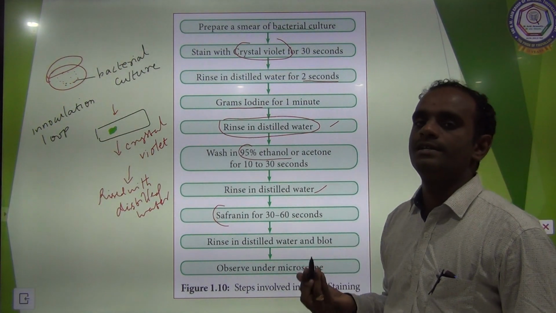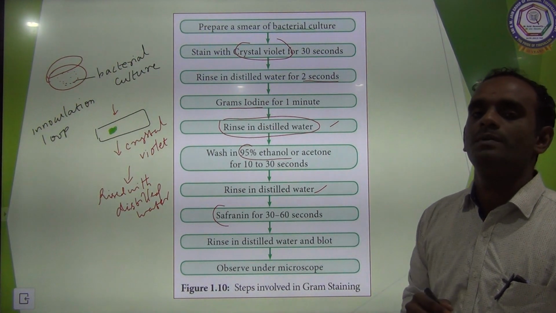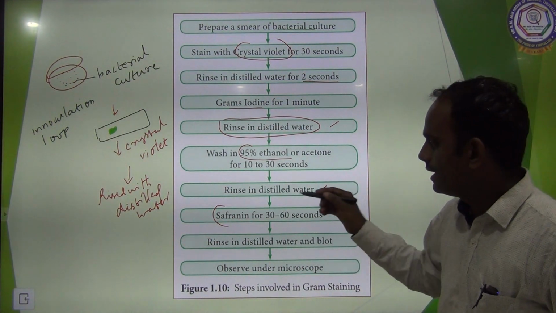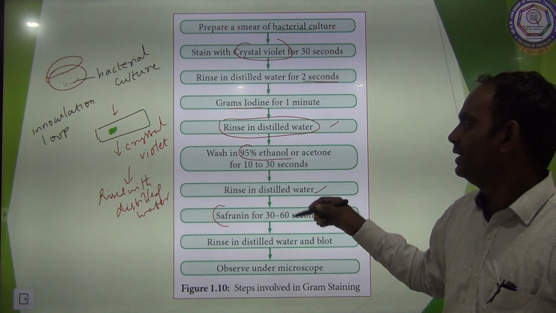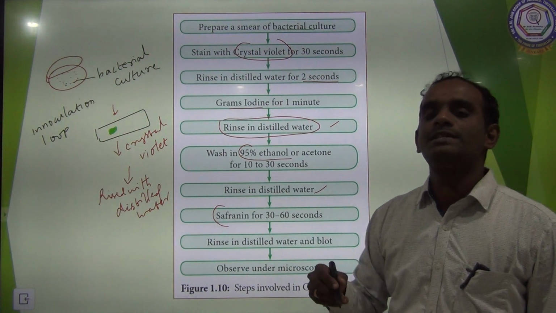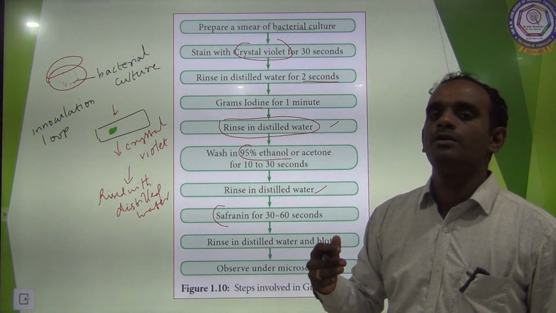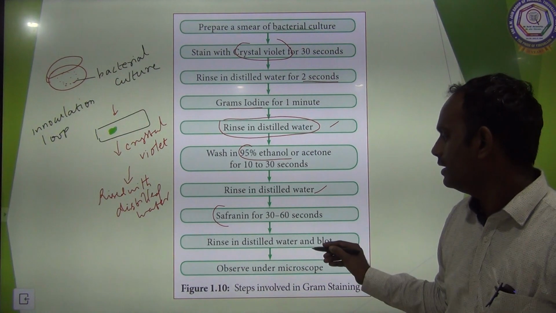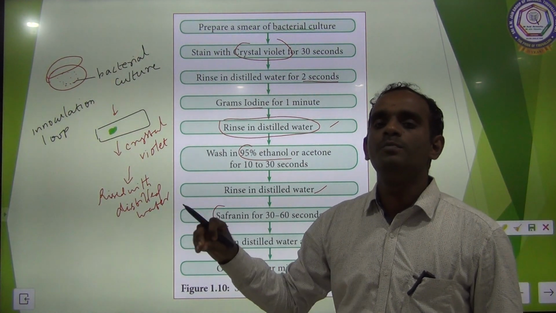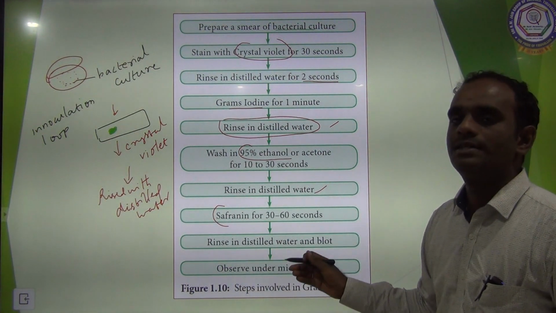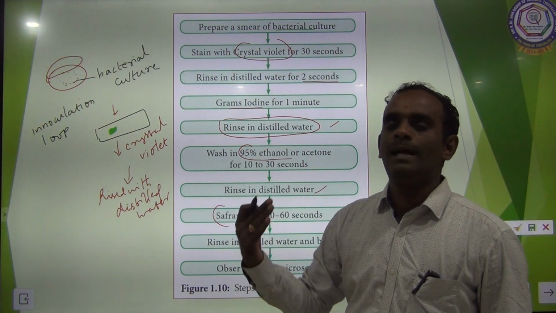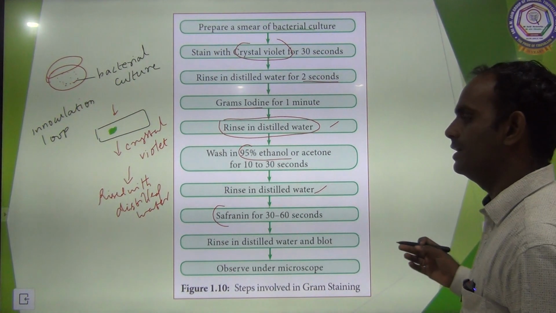Then the decoloring agent: wash the slide with 95% ethanol or acetone for 10 to 30 seconds and again rinse in distilled water. Then add a few drops of safranin for 30 to 60 seconds and again wash the slide with distilled water and blot the slide. Okay, and keep the slide as it is for a few minutes. Then observe this under the microscope. You will be able to see the bacteria, gram positive or gram negative bacteria. Clear?